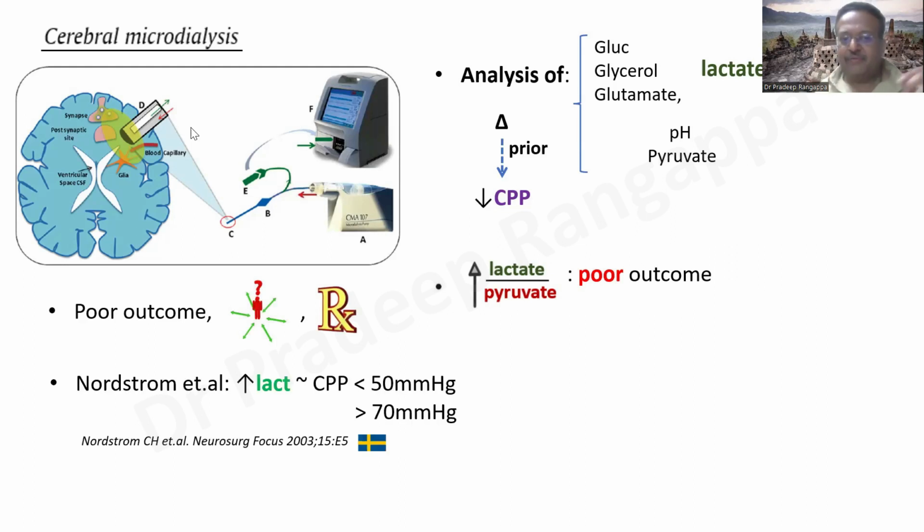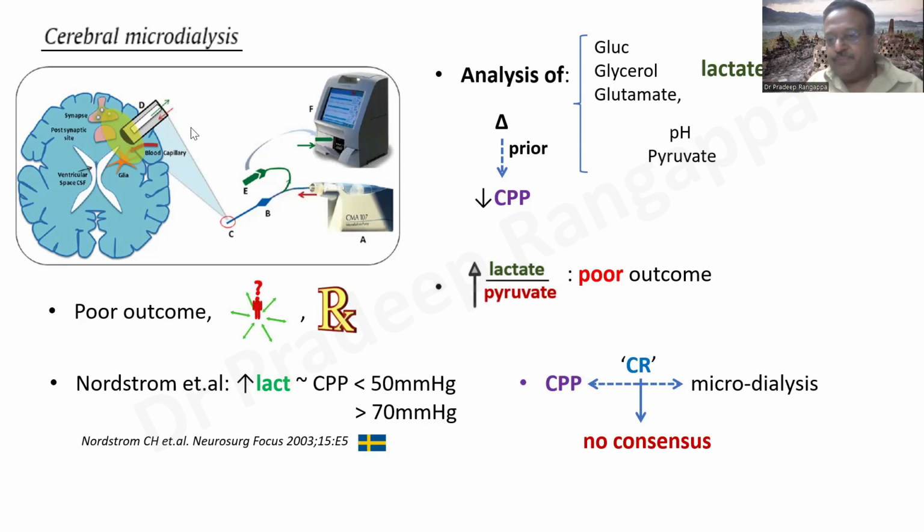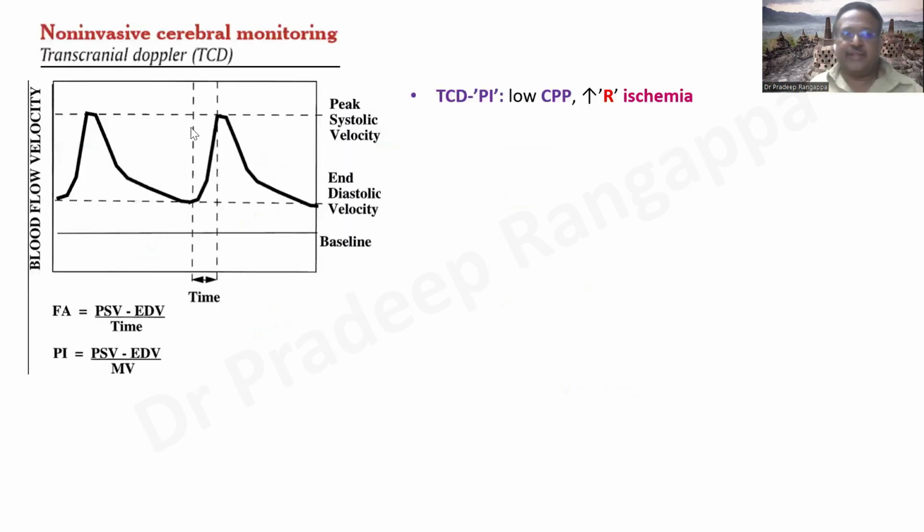So this is a study from Finland where they showed that an increase in lactate had a good correlation with CPP less than 50 or more than 70, which is very useful. So if lactate is high, either there is vasogenic edema setting in with increase in ICP because CPP has gone more than 70, or it indicates CPP is less than 50. And as a correlate of microdialysis, there's no consensus because there are no big studies. There are small studies telling you that it is a useful adjunct.